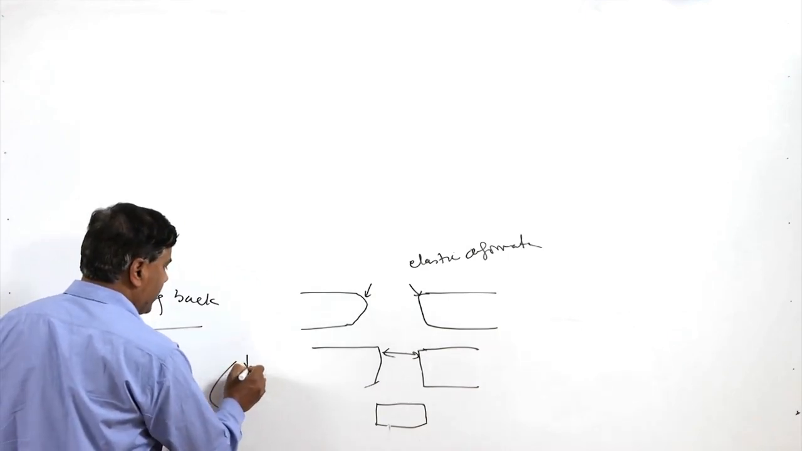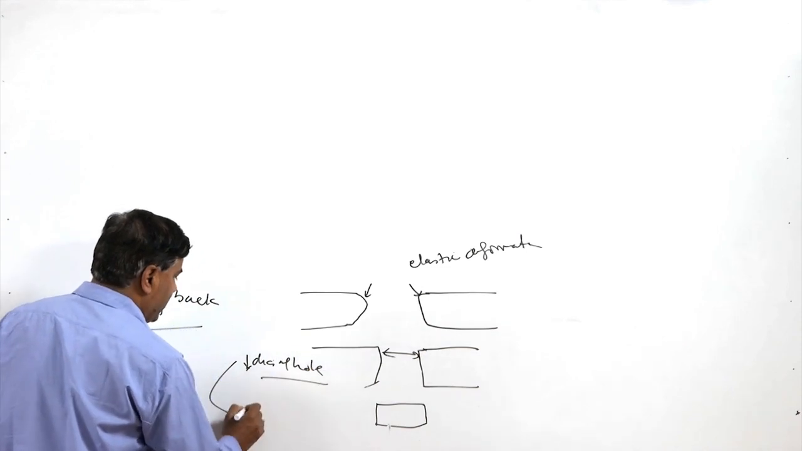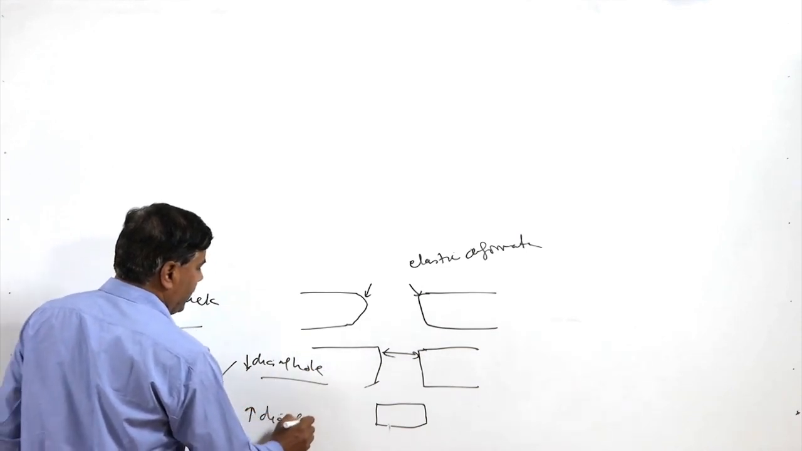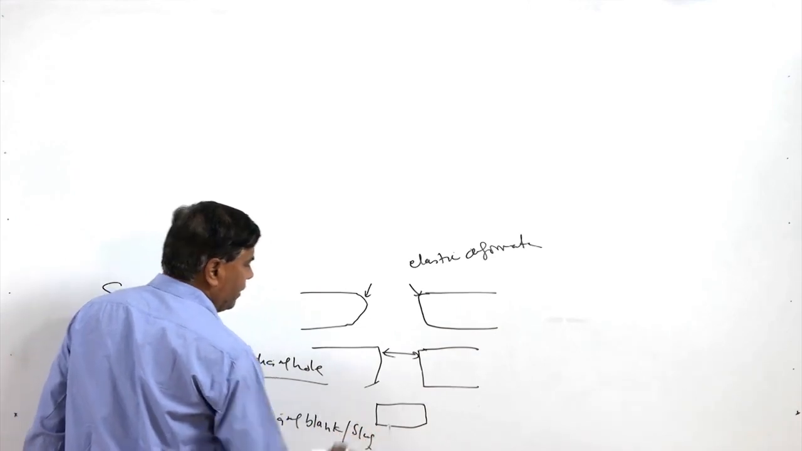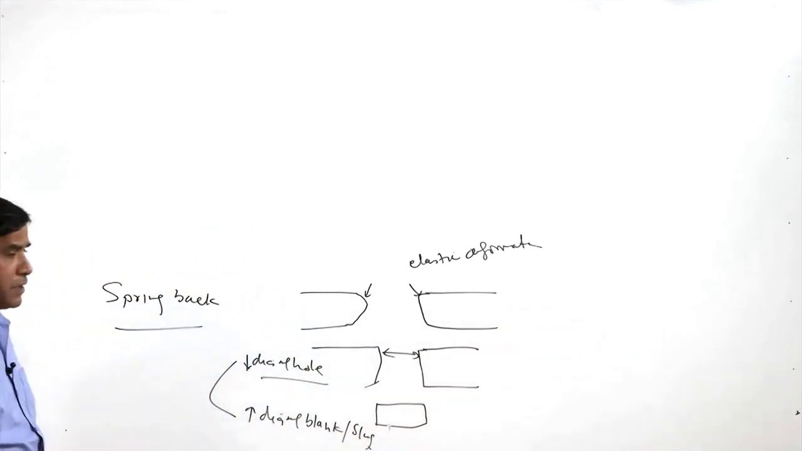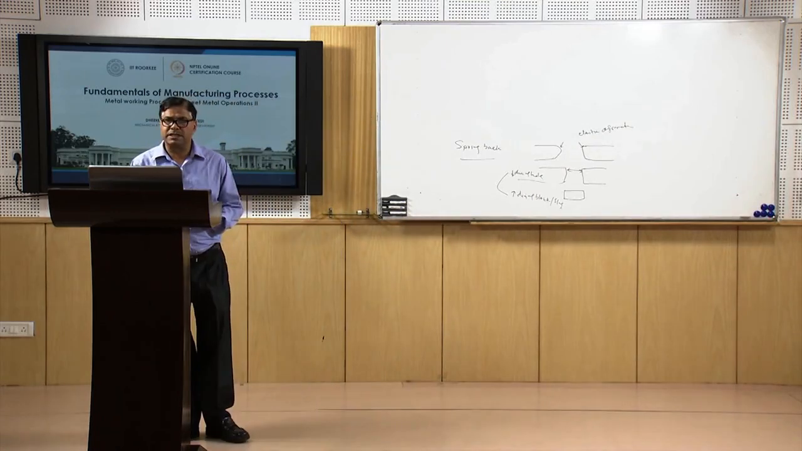So spring back effect has two effects. One is the reduction in the diameter of the hole and increase in the diameter of the blank or the slug, slug or a scrap, which is being produced. So these are the two things which we can see here.